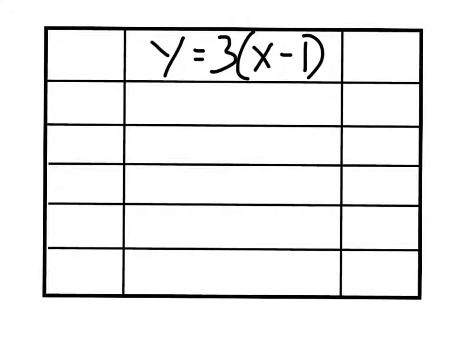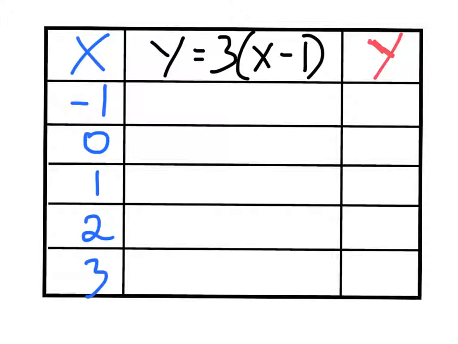I know that in the upper left-hand corner, we're going to put the x, and then in the upper right-hand corner, we're going to put the y, which is kind of like the answer, the solution to this equation. Next, we're going to be using the same numbers over and over again to substitute for x. It's going to be negative 1, 0, 1, 2, and then 3. And then we're going to rewrite this equation, using the same trick that I did a second ago. So I'm going to rewrite 3, open parentheses again for the x, minus 1.